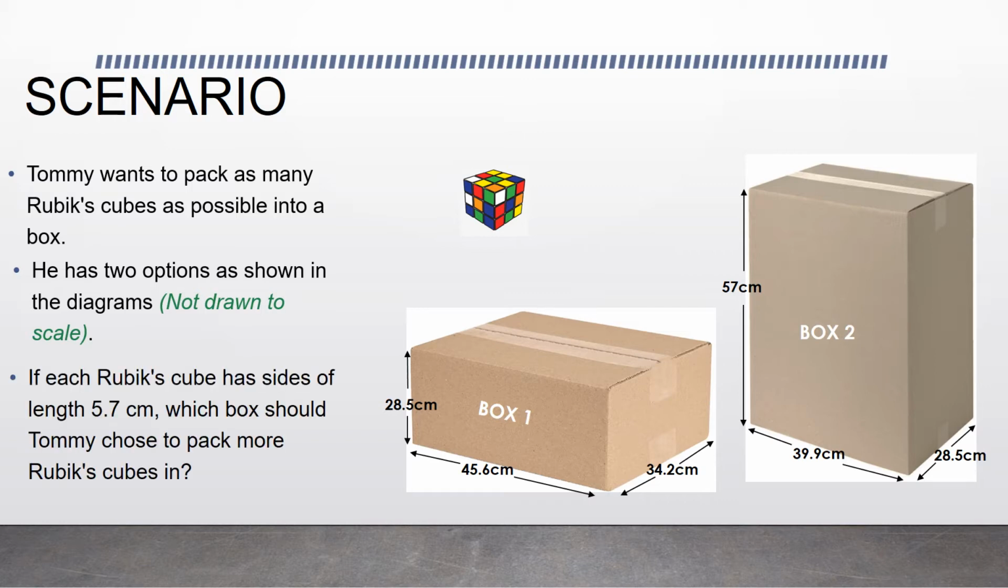If each Rubik's Cube has sides of length 5.7 centimeters, which box should Tommy choose to pack more Rubik's Cubes in? So basically, Tommy wants to pack as many Rubik's Cubes as possible into a box. But we need to now determine which of these two boxes would allow Tommy to pack as many Rubik's Cubes.